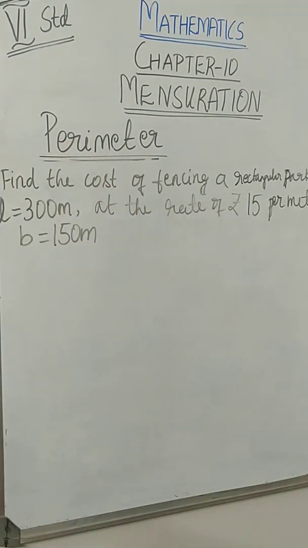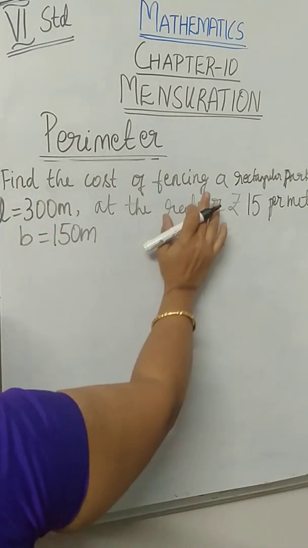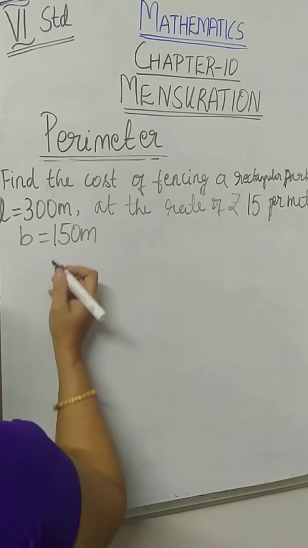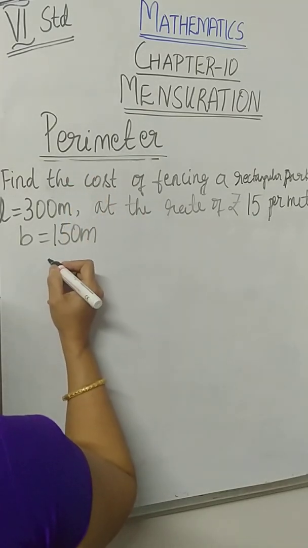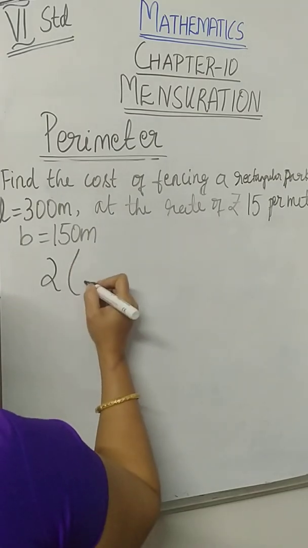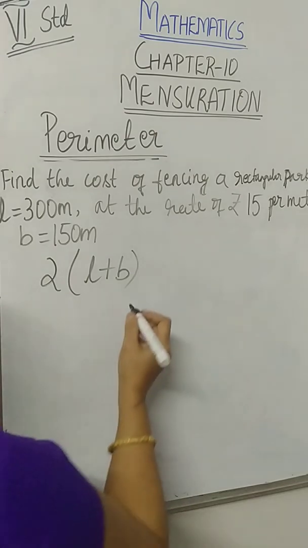So, instead of a square park, it has become a rectangular park. So, the same procedure will follow. Here it is length and breadth. Let us calculate the perimeter of the rectangle. What is the formula? We use 2L plus 2B or 2 into (L plus B). Let us use this. This is the easiest form.